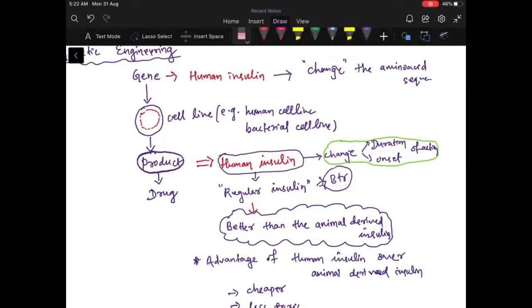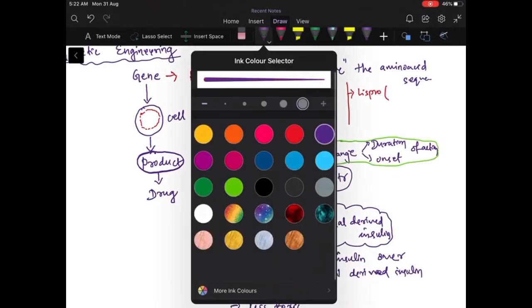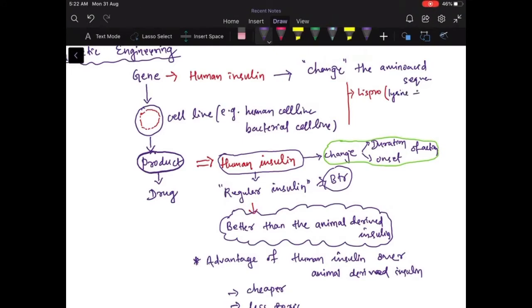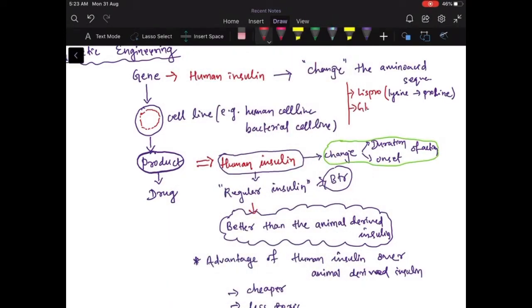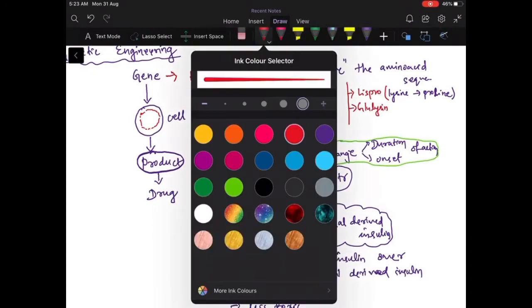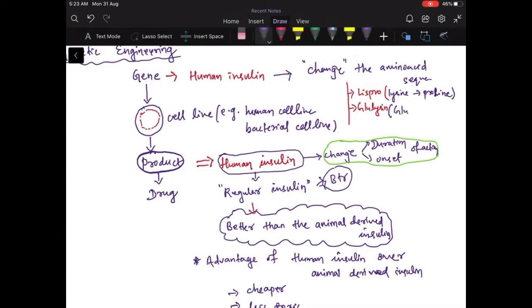Let us take some examples that you must have heard. One is Lispro, when lysine is replaced by proline. Another one is glulysine. In this case, glutamic acid is replaced by lysine.